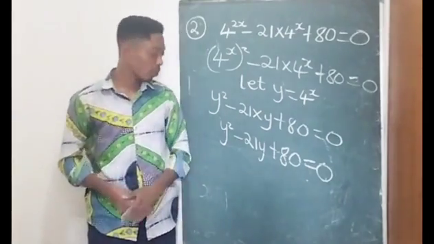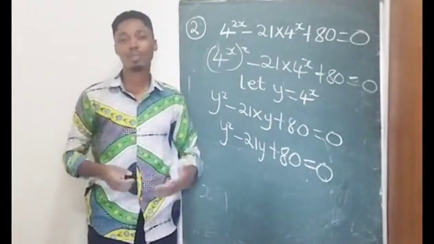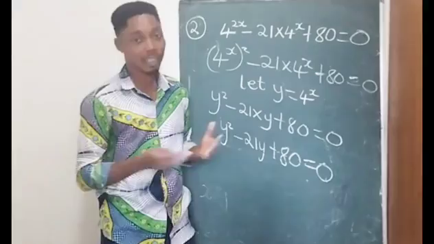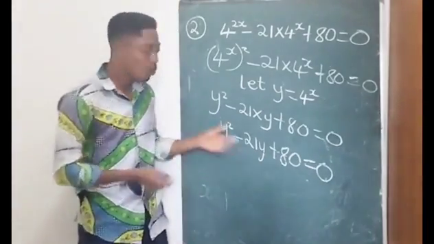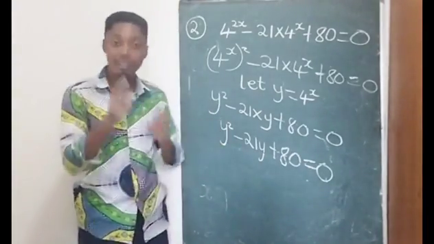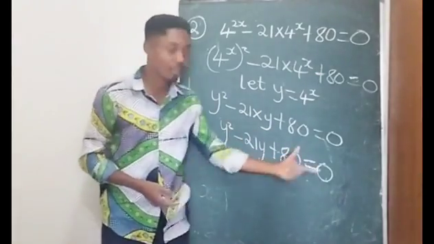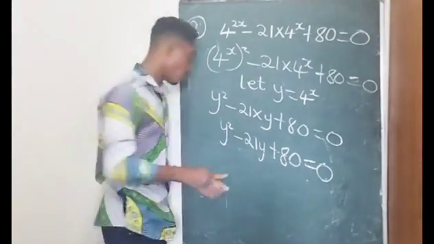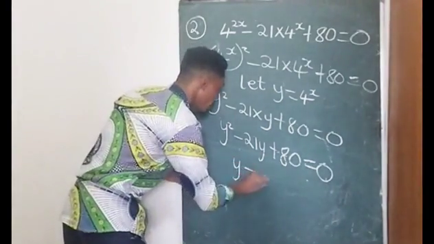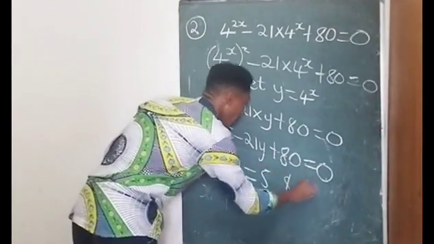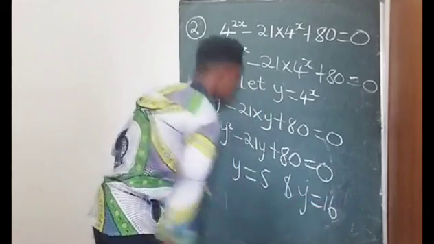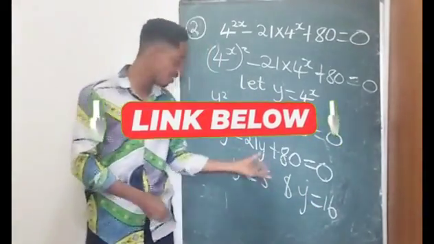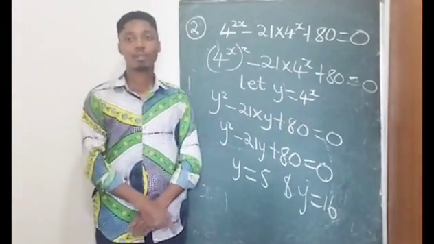You can use the factorization method, the formula method, or the completing the square method. Any method that is most preferable to you. If you look at the link below, you would see a video on how this has been solved. Because as a matter of fact, when you solve this, you are going to have that y is equal to 5 and y is equal to 16. How did you get that? Check the link in the comment section, you're going to see how that is solved.